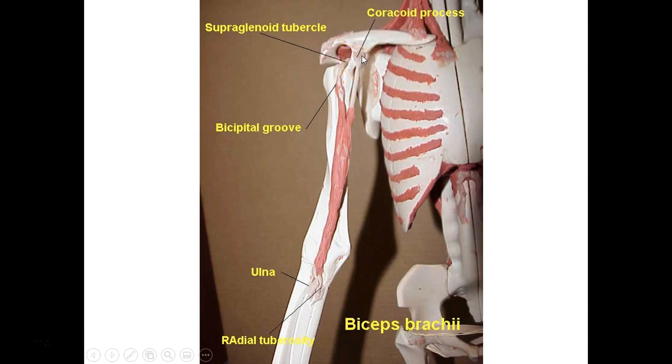So what are we connected to up here? The coracoid process of the scapula on the short head is connected to that. The long head is connected to the supraglenoid tubercle. Remember, I kept pointing that out, but I didn't put it on your last test, so it'll probably show up on this test, right?